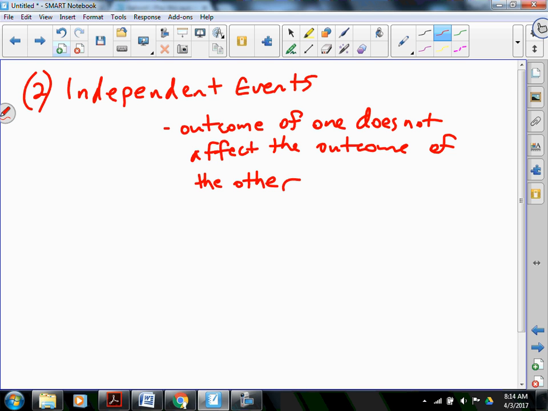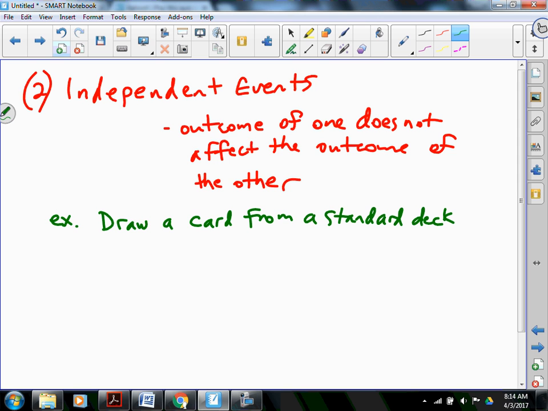So let's think about this. The type of example that you're going to see is something like draw a card from a standard deck and flip a coin. Flip a fair coin. If you draw the ace of spades, that has no outcome whether or not that coin's going to be heads or tails. Those are said to be independent events. Everybody with me so far?